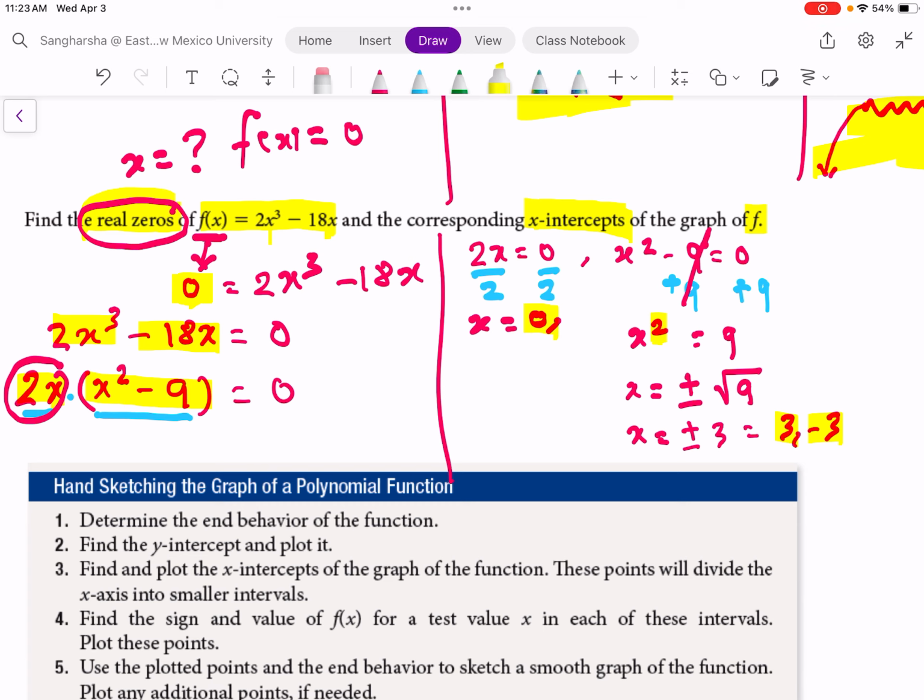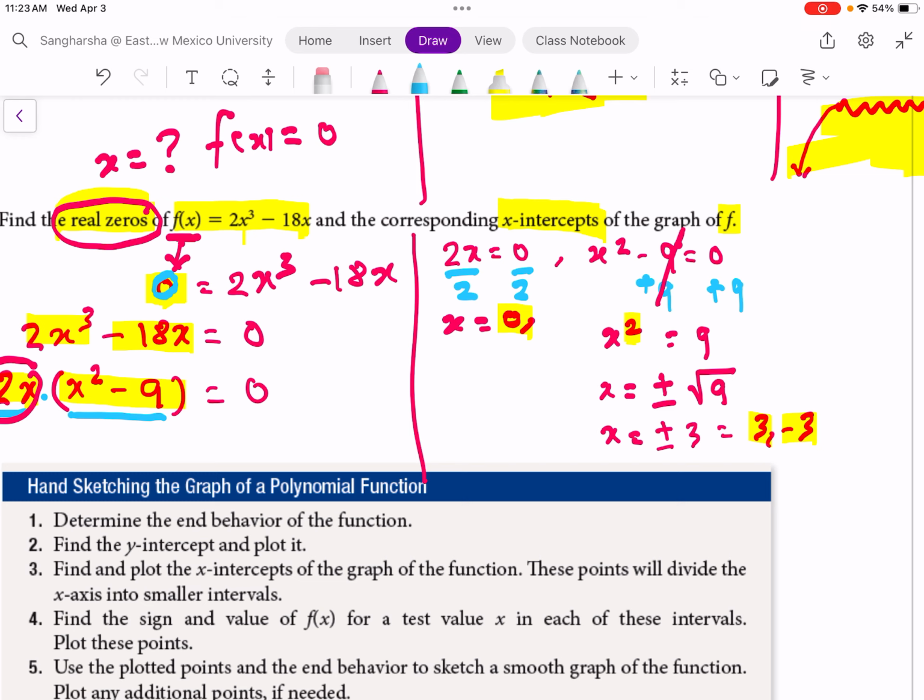f of x, and we already substituted y equals 0 here, right? If you are finding the x-intercept, you are doing the same thing. It means that real zero and the x-intercept are the same thing. Finding real zero means you are finding the x-intercept, or finding the x-intercept means you are finding the zero of this function. So whenever you are asked to find real zero, you are finding the x-intercept.